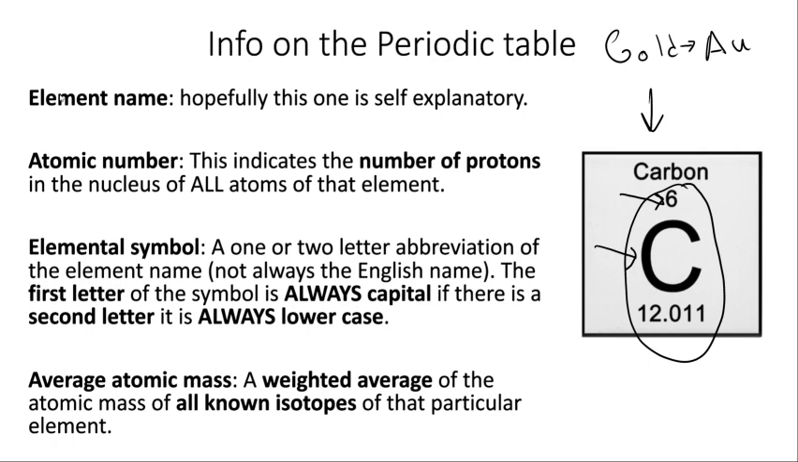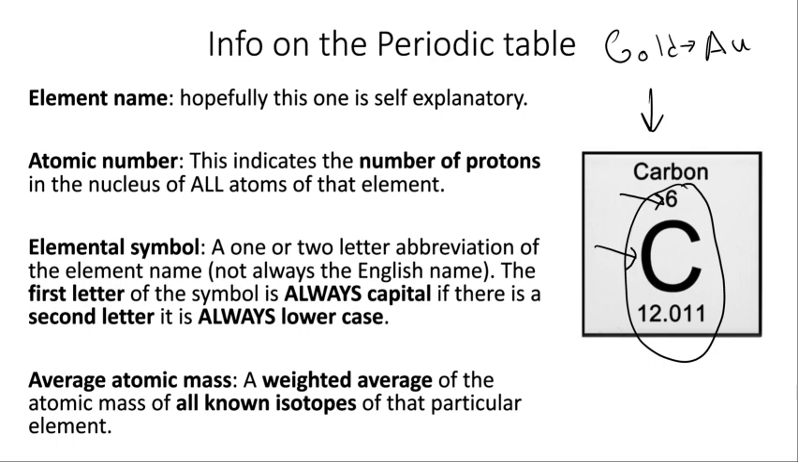Okay. For elemental symbols, the first letter of the symbol is always capitalized. If there is a second letter, it is always lowercase. You will never have two capitals in a row for any elemental symbol. You will never have two lowercase letters as the symbol for an element.